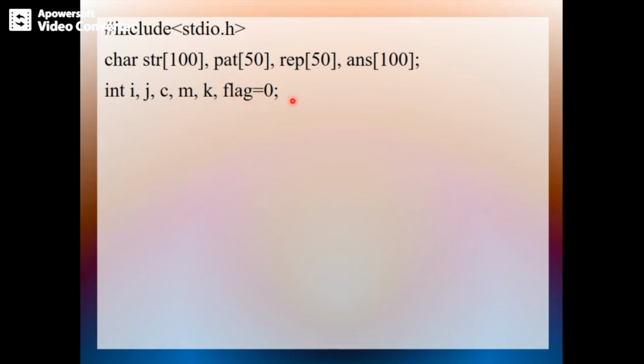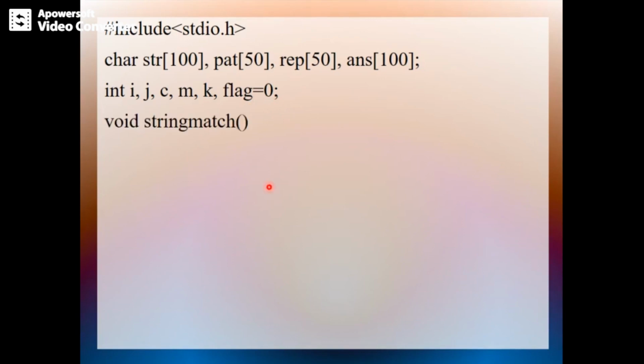Flag is like an indicator for me to identify whether the pattern is found or not. Right now flag equal to 0 means the pattern is not yet found. It is yet to be found, and once the pattern is found I'm going to initialize flag with 1. That change I'm going to make in the program.